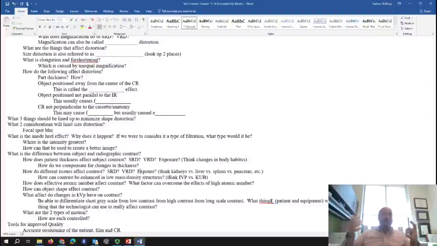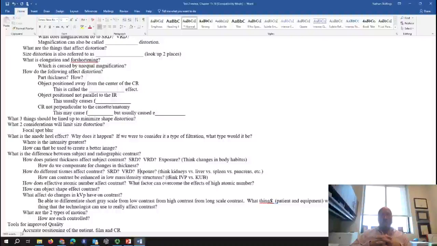So that's what we call absorption blur on the edges of a structure, and we'll talk more about that later in the semester too. Absorption blur is not on this test.